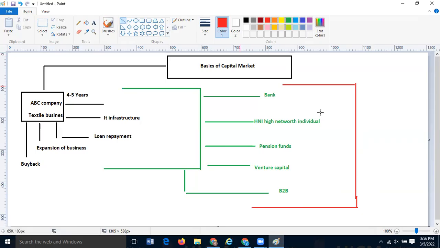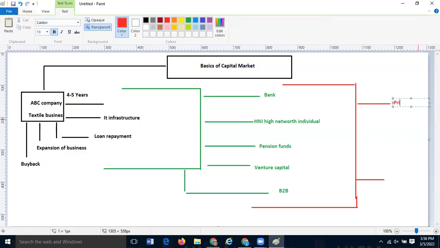What are these two things? We'll see. The first thing is that they have to repay the principal amount. Suppose ABC company has taken a loan of 1 crore, they have to pay back the principal amount. They cannot escape from this, and also they have to pay the interest. They cannot escape from either of the two things.